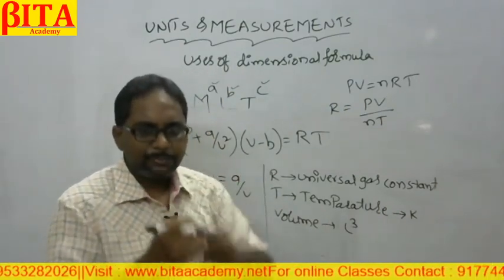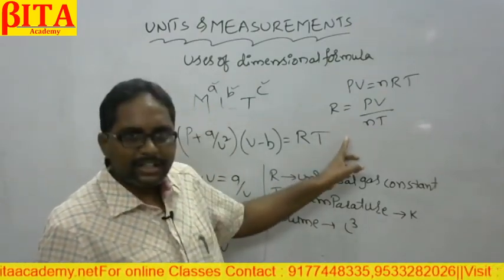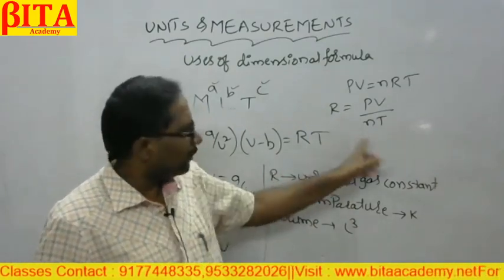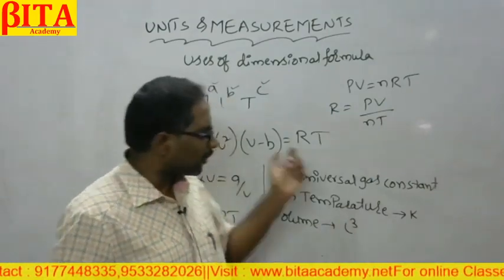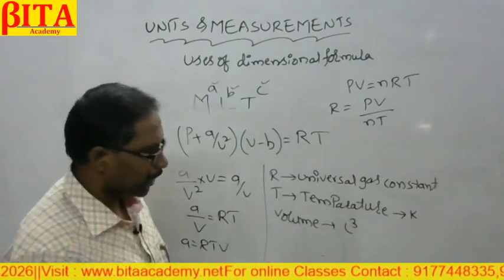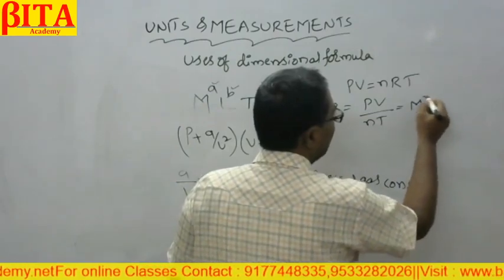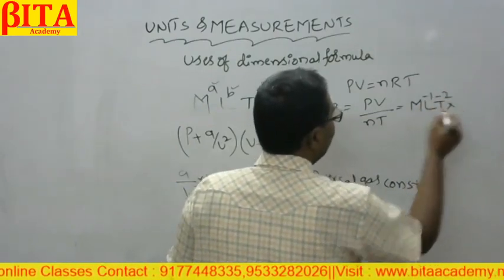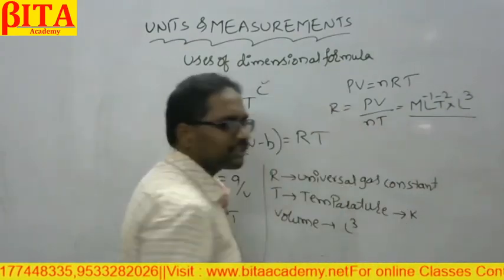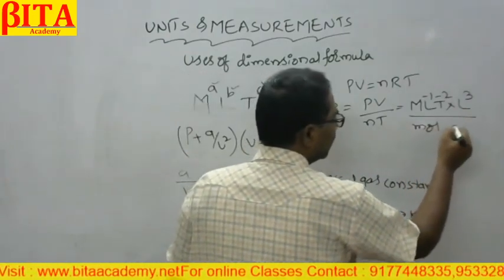Now, as these terms are the easiest ones to write, first I am writing the dimensional formula of the universal gas constant, and after that I am substituting to get the dimensional formula of A. Now the dimensional formula of P is M L^-1 T^-2, into V, which stands for volume, which is L cube. n stands for number of moles, which is mole, and temperature is Kelvin.